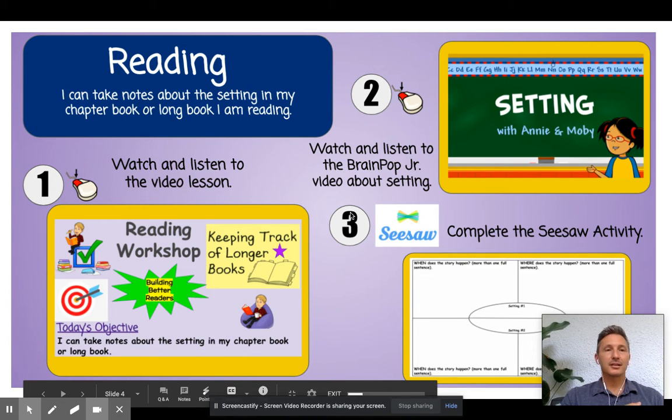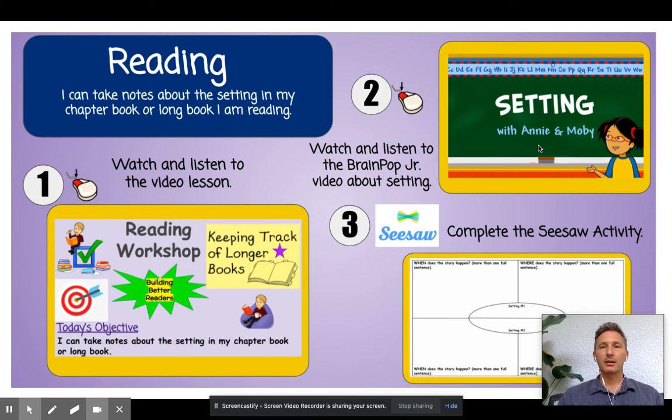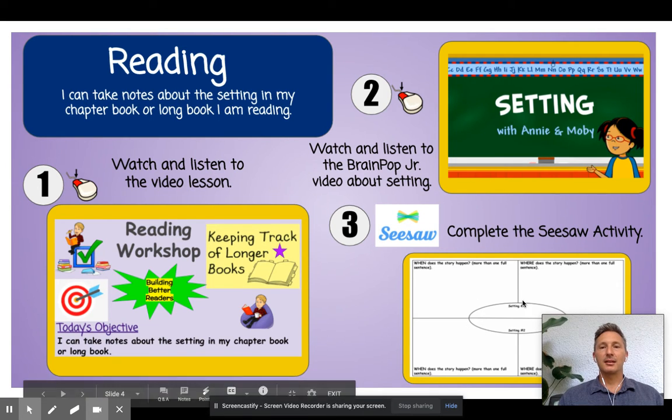For your first Seesaw activity today, we have reading. I can take notes about the setting in my chapter book or my long book that I'm reading. Remember that you're using your stop and jots, you're taking those notes, and we're going to be talking about the setting. Where does the story take place? How would you describe it? How do you know it takes place there? What's happening around the characters in that story? Watch the BrainPOP video there that will also describe what the setting means, and then you complete the Seesaw activity down there at the bottom.